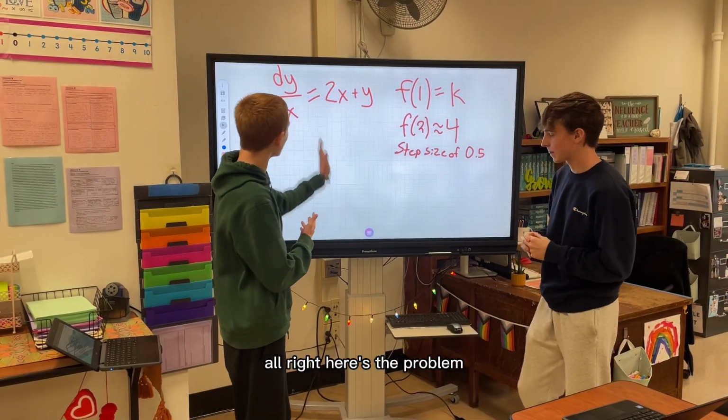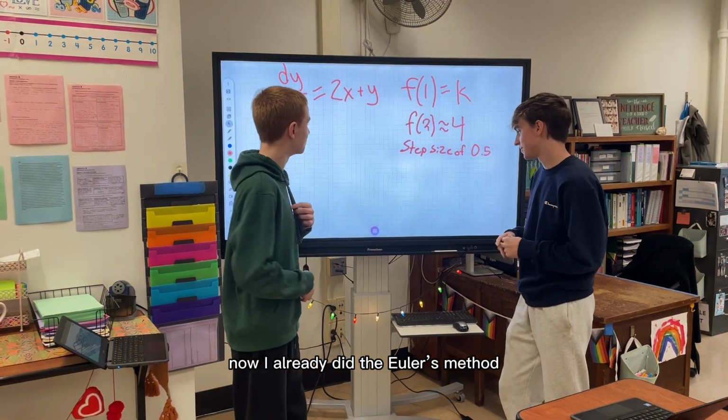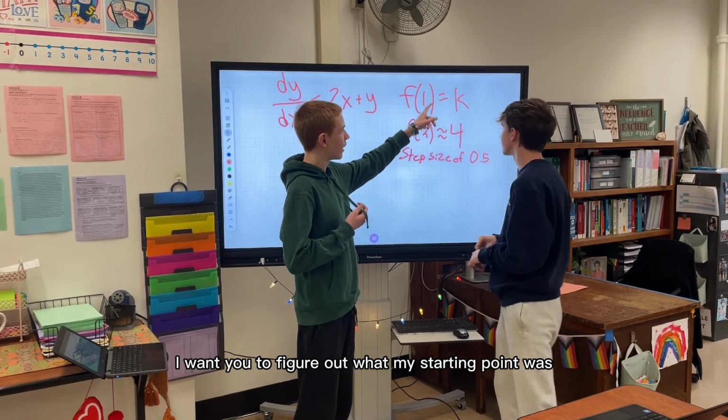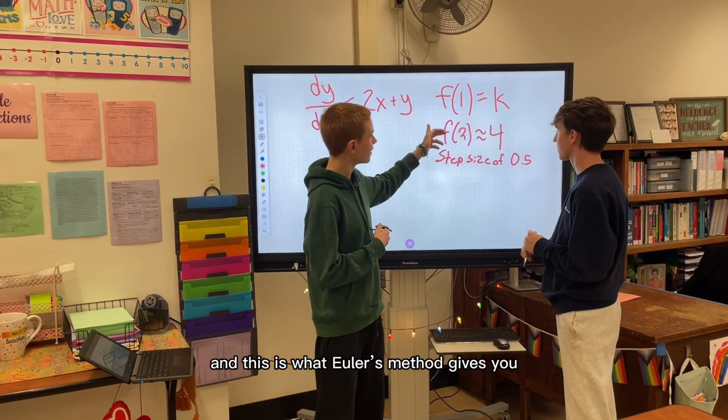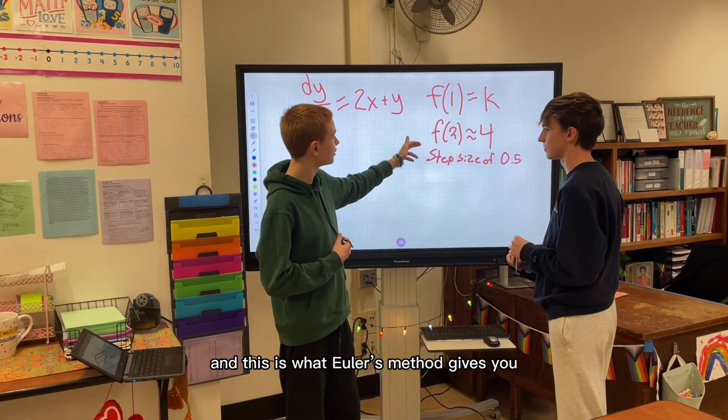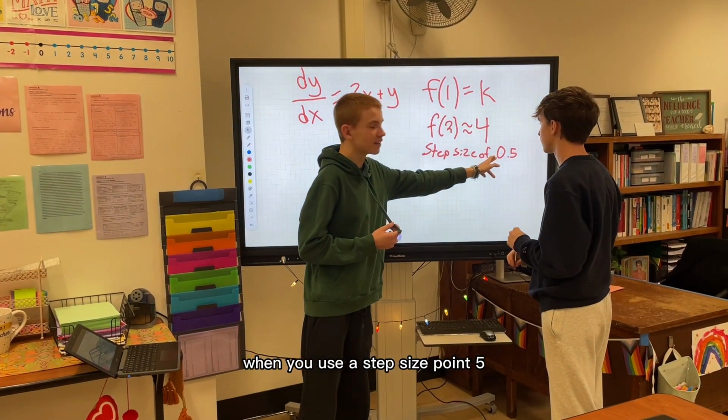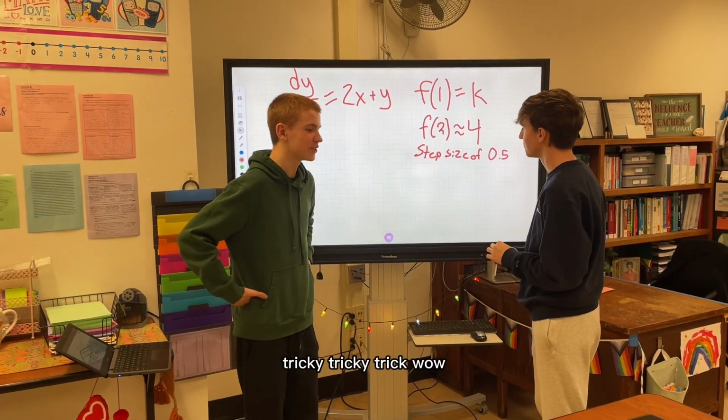Alright, here's the problem. Now I already did the Euler's method. I want you to figure out what my starting point was. This is your equation, and this is what Euler's method gives you when you use a step size of 0.5. Tricky, tricky, tricky.